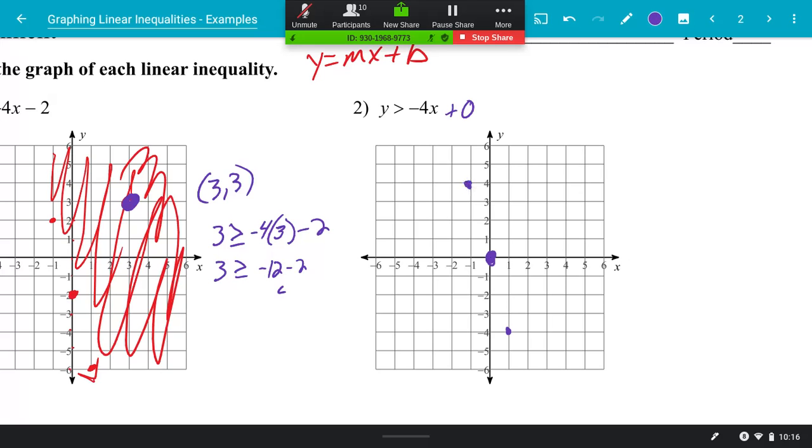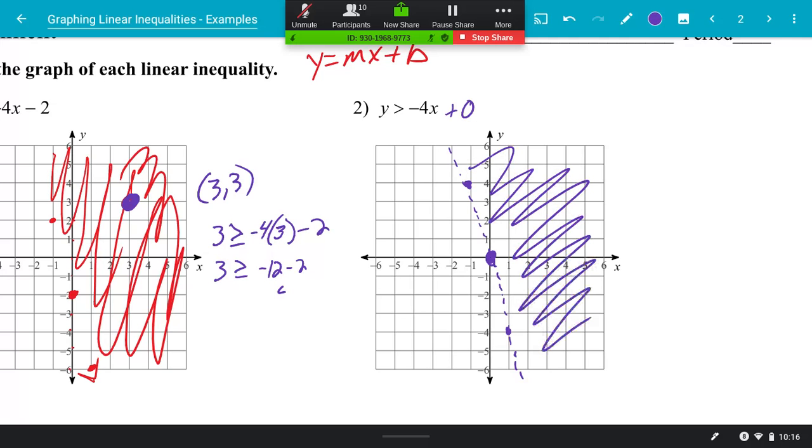What kind of line am I going to have? Solid or dotted? Dotted. Why is it dotted? Because it's just greater than. There's no or equal to. If there's an or equal to, it's solid. If there's no or equal to, it's dotted. Put your pencil on the y-intercept and read the sign. Greater than. So, above. Simple enough? Think you can handle it?